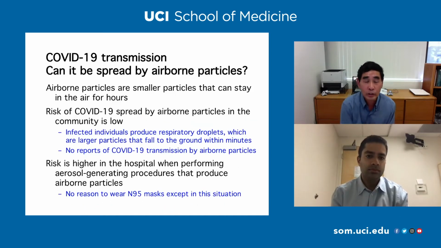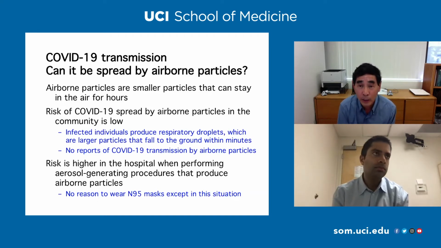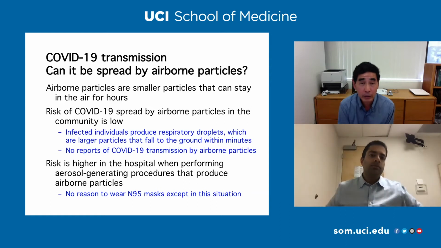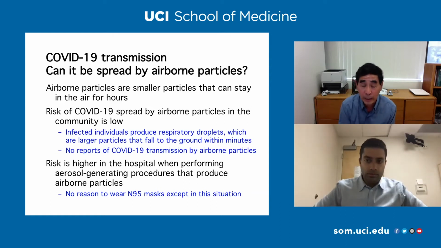So it brings up the question: can we have COVID-19 transmission by airborne particles? These are small particles that can stay in the air for many hours. The respiratory droplets produced by COVID-19 patients are larger droplets, and these droplets fall to the ground within minutes. So when someone coughs or sneezes, it lands directly on another person, or after that, the particles don't stay in the air. But the airborne particles are smaller, and they can stay in the air for many hours.